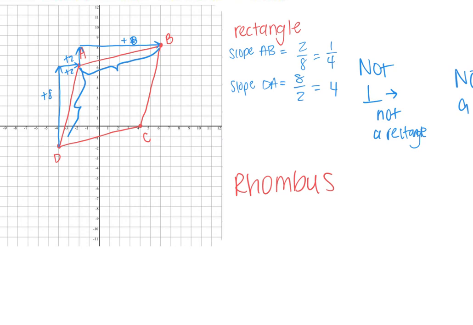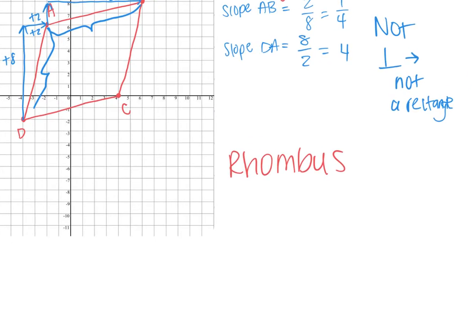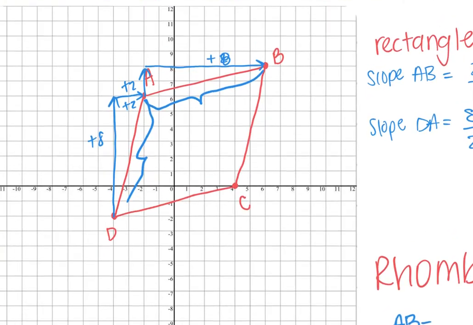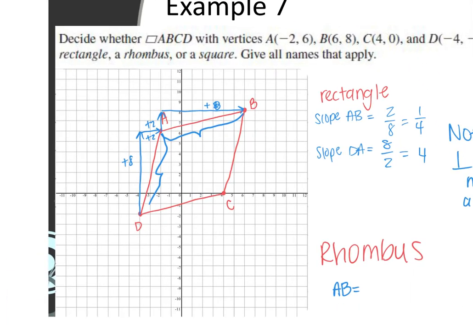All right, so our rhombus. We're going to do AB. And it's much easier if we can see the points. So put the points for AB. We're going to put A was -2, 6, and then B was 6, 8.